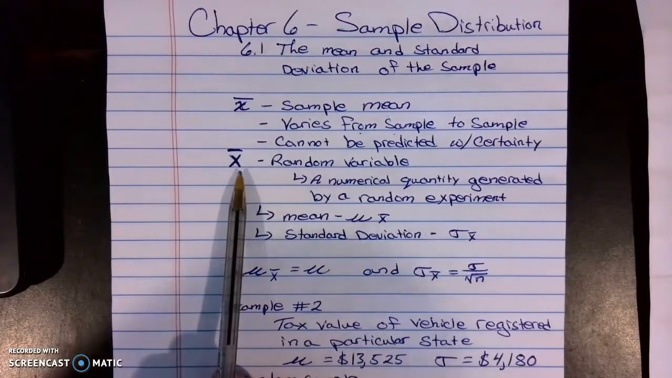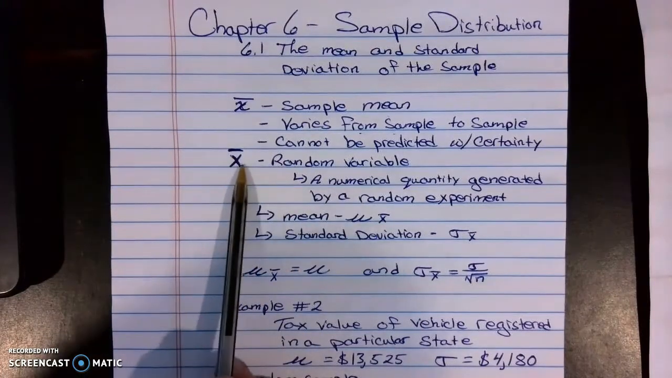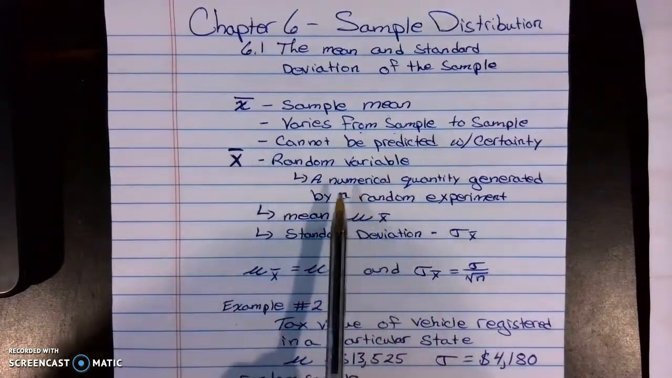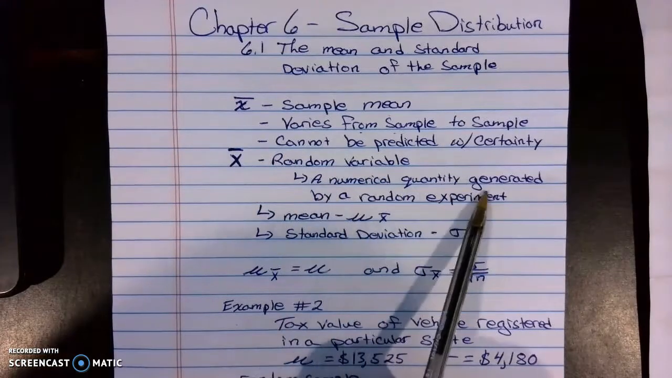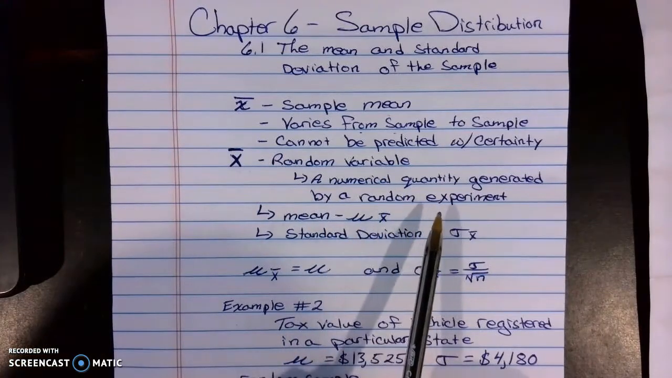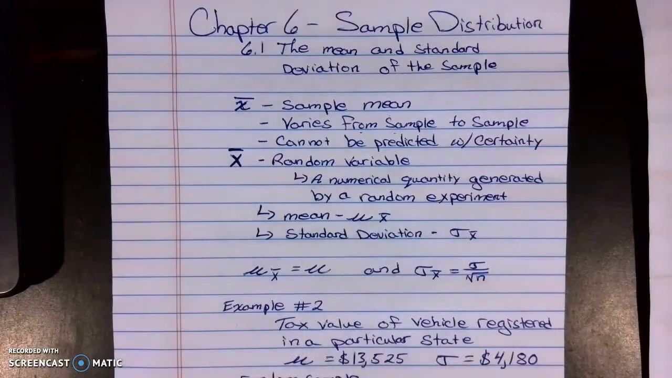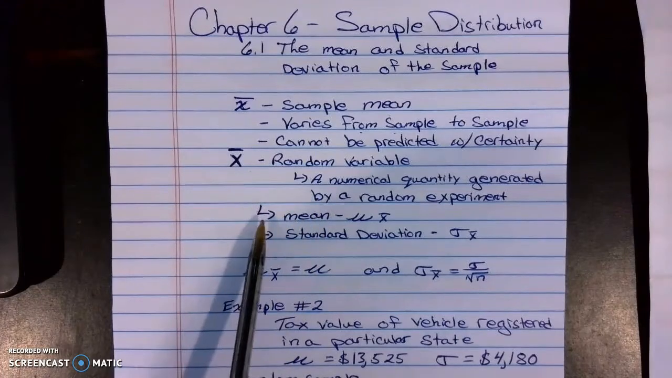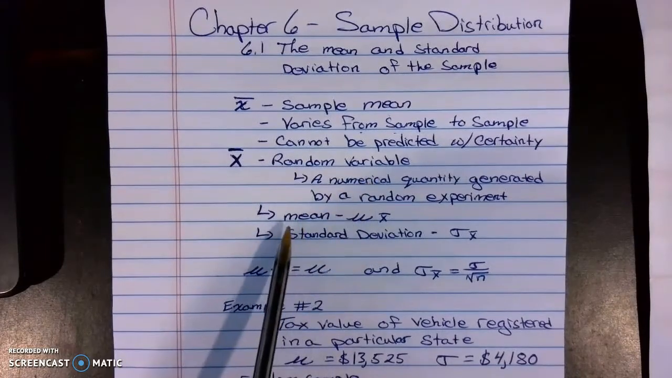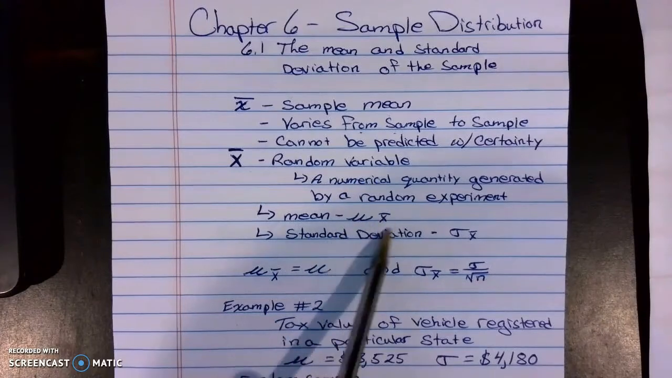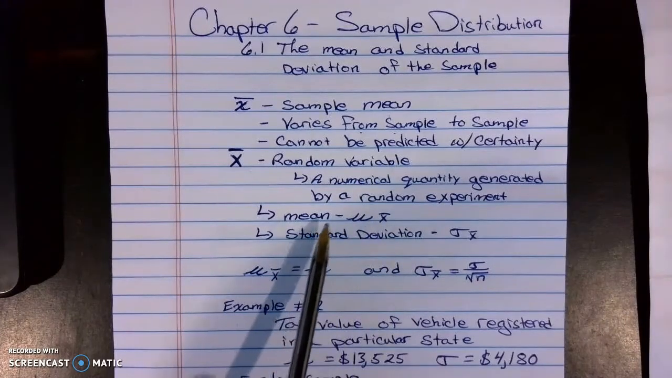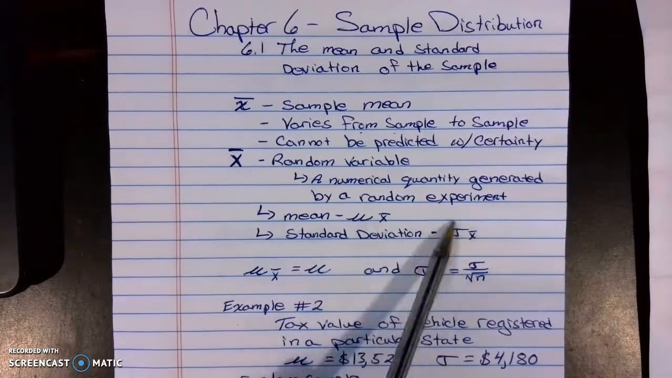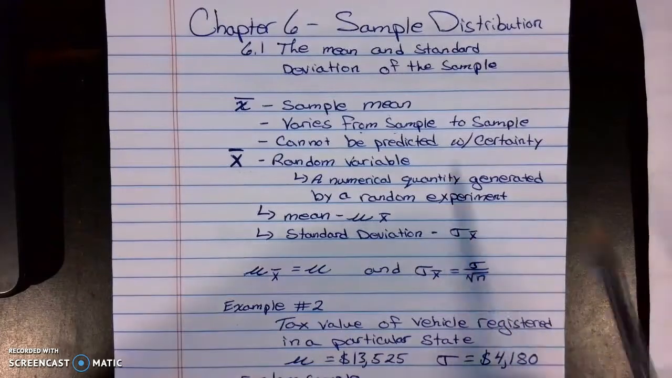The other one is the random variable. This is a straight capital X with a line over it, and this represents a numerical quantity generated by a random experiment. When you generate a random experiment, you're going to get a value, and that represents this value right here. Because we are dealing with a random variable, the mean of the random variable is represented like this. The standard deviation of the sample would be written like this, okay?